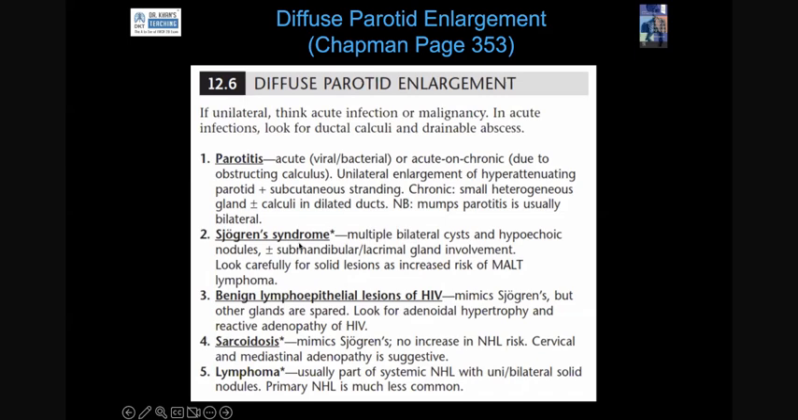But in Sjogren's syndrome, what happens is that these patients have got a dry mouth, dry eyes, and dry skin, and there are multiple other stigmata. This is connective tissue disorder, and Sjogren's syndrome can be associated with scleroderma, with rheumatoid arthritis, or SLE, etc.